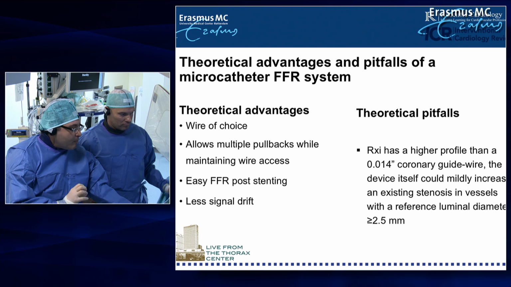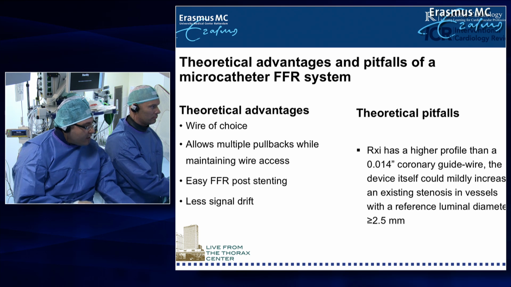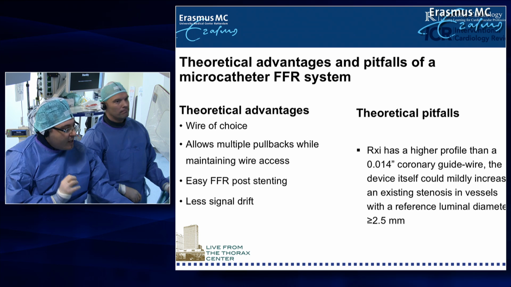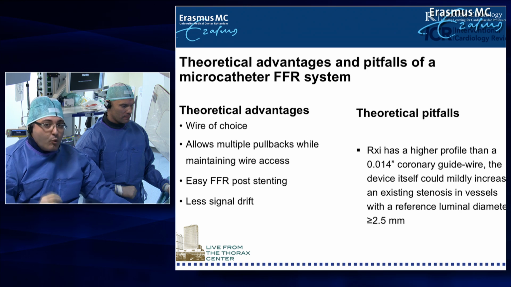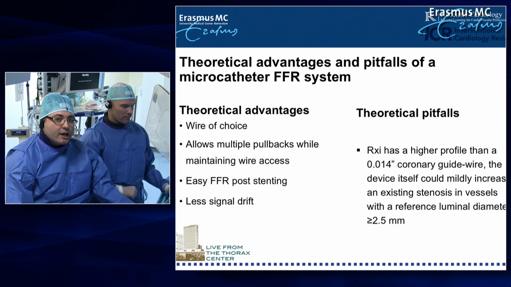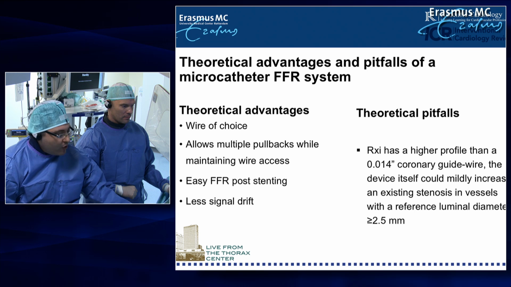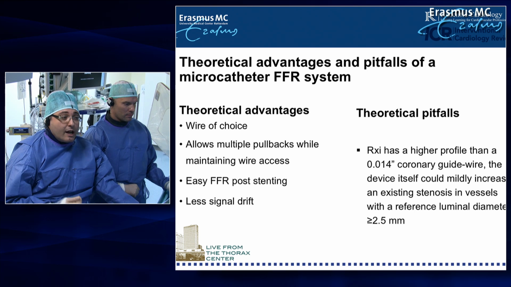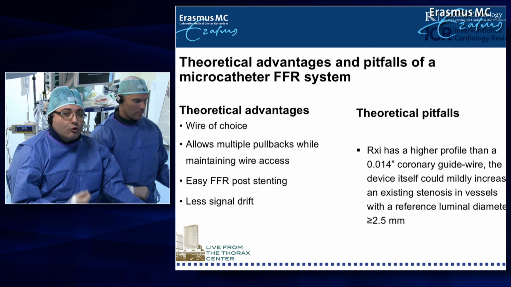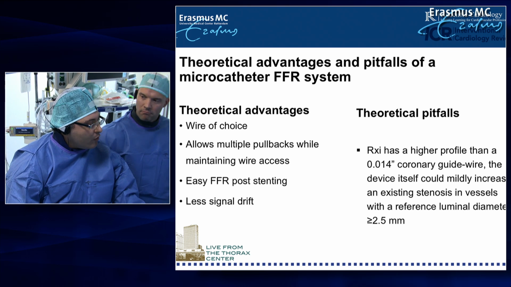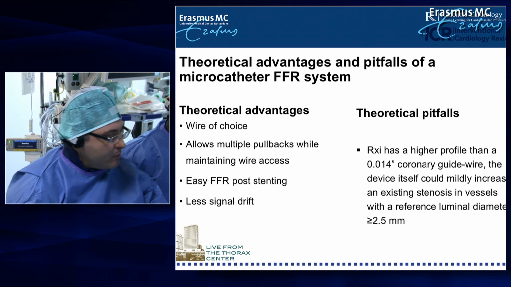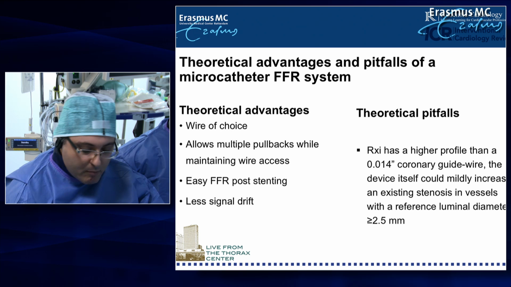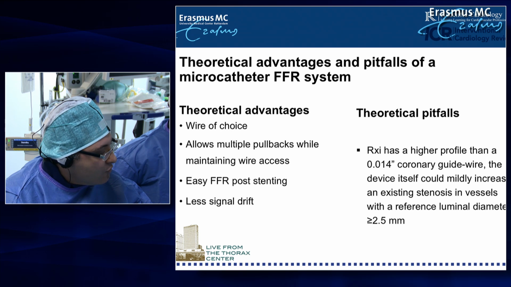So probably we can wrap up briefly before going with the microcatheter in the coronaries, that we have some theoretical advantages with this microcatheter. First of all, you can use the wire that you want to go down in the coronaries, even if you have a very challenging anatomy, and then you can easily go with your microcatheter on the wire. This microcatheter allows you to have multiple pullbacks without losing the access to the coronary. And of course, we can perform FFR after stenting, so we can check our procedure. And finally, of course, what we mentioned is the presence of a much reduced signal drift.